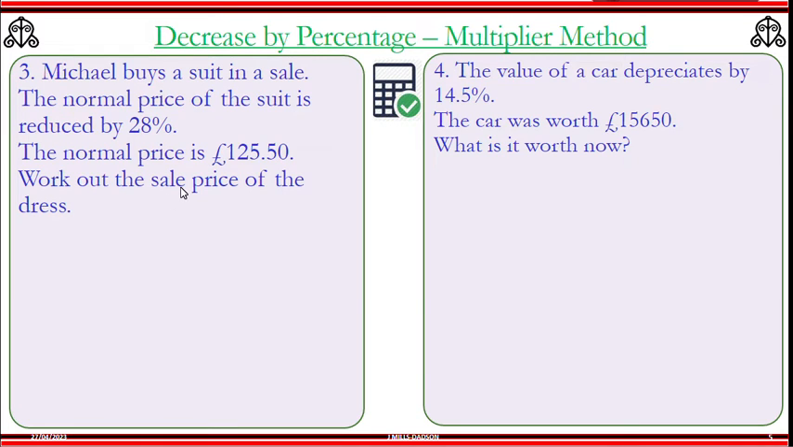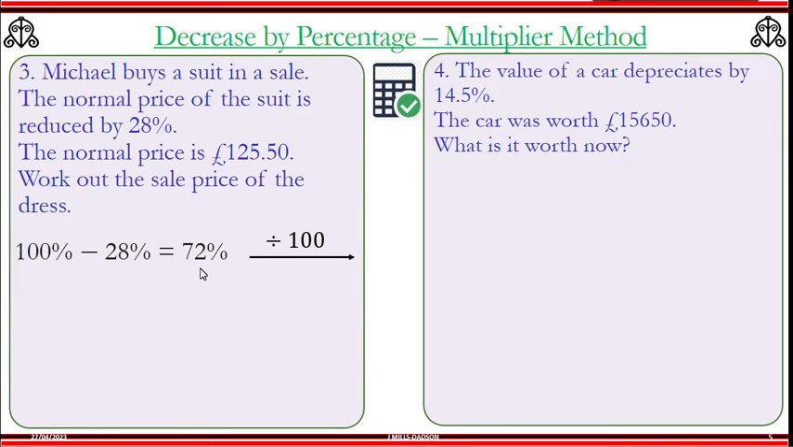So here, to look at the details, the original price, which is 100%, is £125.50. If you're going to reduce this price by 28%, that means a percentage reduction. So the original price, 100%, has to be reduced by 28%. That's why we have 100% minus 28%. That gives us 72%. So your sale price is going to be 72%.